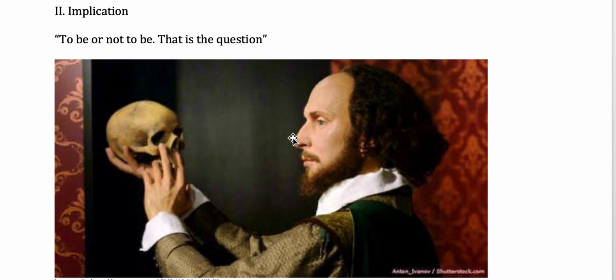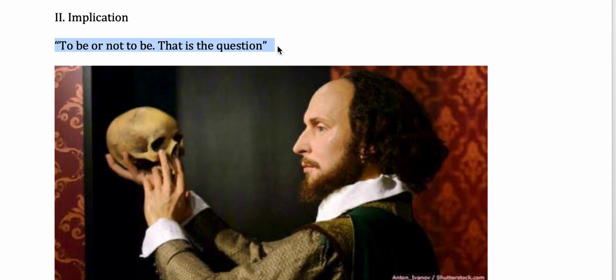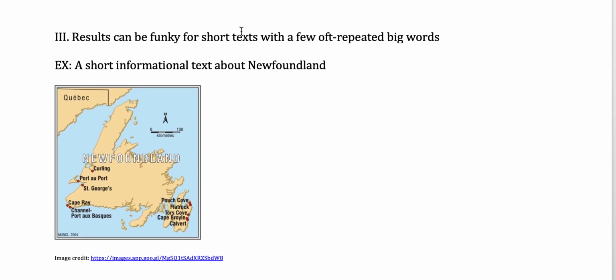These tests also can't measure implication. Take a sentence like "To be or not to be, that is the question." That's a very easy sentence to read, but there's a lot going on there. My daughter, who is in 2nd grade, can read this, but is she going to get what's going on here? Probably not. The test can't tell you that. And as a writer, you need to be aware that results are funky if you have a short text with a few oft-repeated big words. One time I was writing a short informational text about Newfoundland aimed at a low reading level, like 5th grade. But because Newfoundland is a 12-letter word and it was my topic and I kept repeating it, I was getting really funky results. That can happen to you as well.